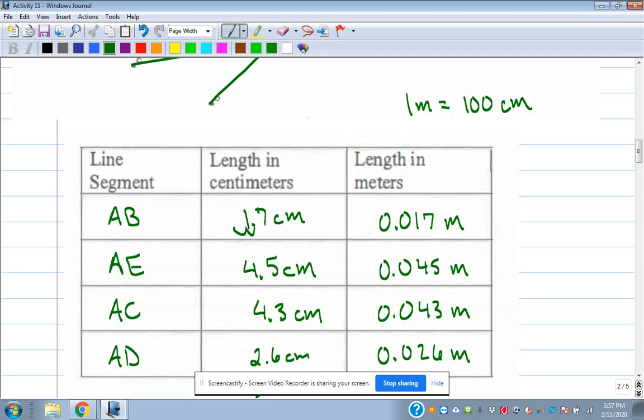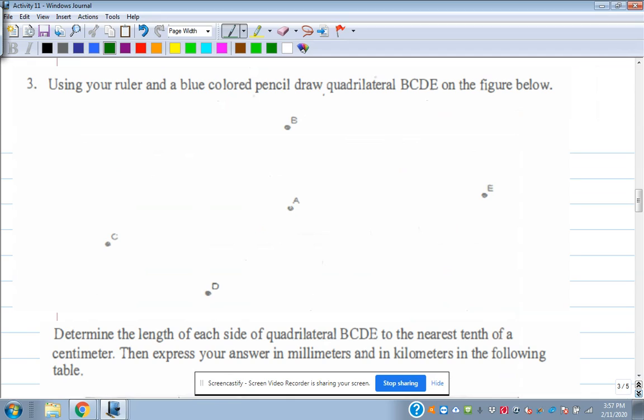All right, flip over there, and we got another picture similar to that. They're asking us to use a ruler and a blue color pencil to draw a quadrilateral B, C, D, E. So what's that word quadrilateral mean? Yeah, it's a four-sided shape. That's all it means. Big word for four-sided shape. Doesn't necessarily mean anything about what kind of shape it is. It's not a square. It's not a rectangle. It's just got 4 sides.